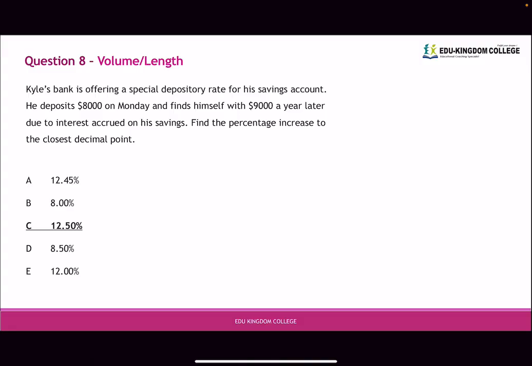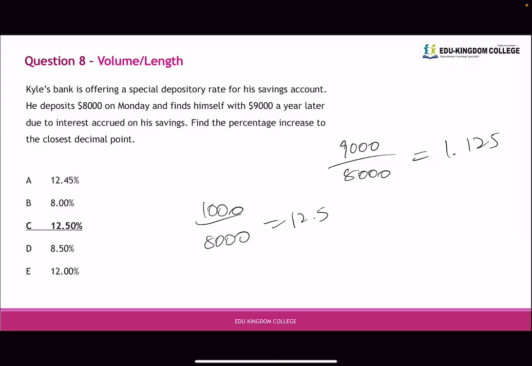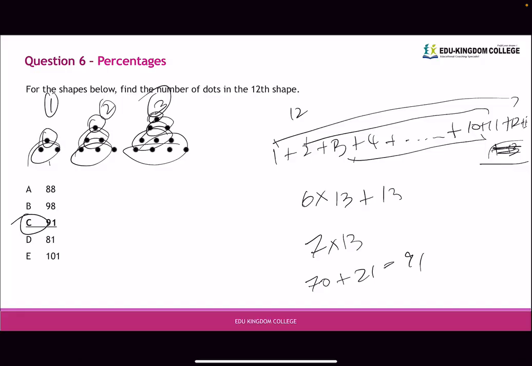Kyle deposits $8,000 on Monday, finds himself with $9,000 a year later. So he's gotten $1,000 more. Basically, what you could have done is find what 9,000 was as a percentage or a fraction of 8,000, and you would have gotten 1.125, if you had done 9 divided by 8. Or you could have also done he earned $1,000. And what is 1,000 as a percentage of 8,000? So 1/8 is 12.5%. So this is 112.5%.